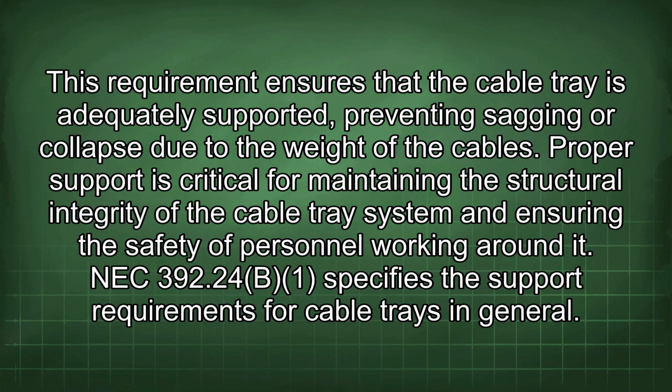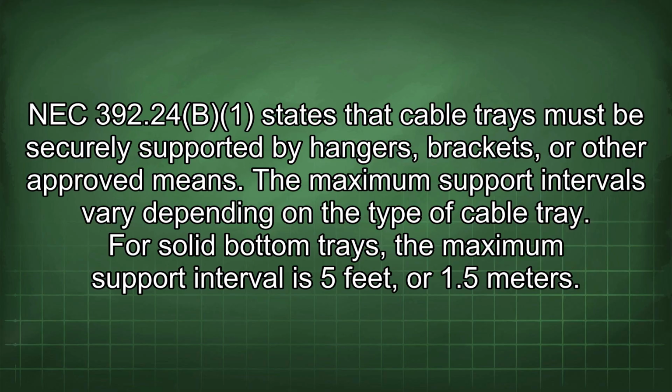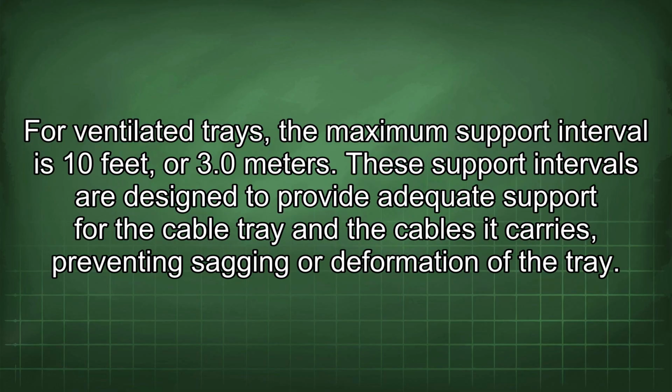NEC 392.24 specifies the support requirements for cable trays in general. NEC 392.24 states that cable trays must be securely supported by hangers, brackets, or other approved means. The maximum support intervals vary depending on the type of cable tray. For solid bottom trays, the maximum support interval is 5 feet, or 1.5 meters. For ventilated trays, the maximum support interval is 10 feet, or 3.0 meters.